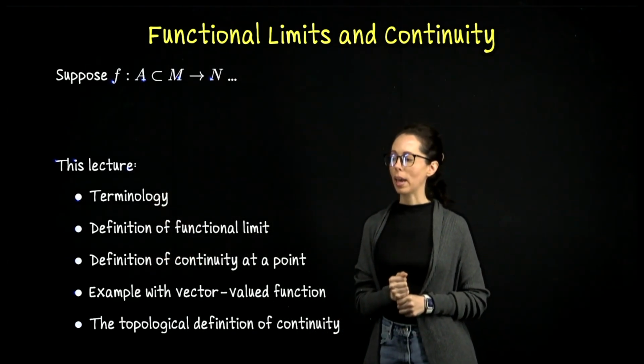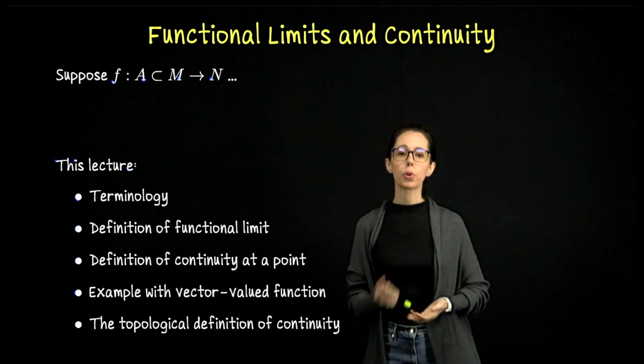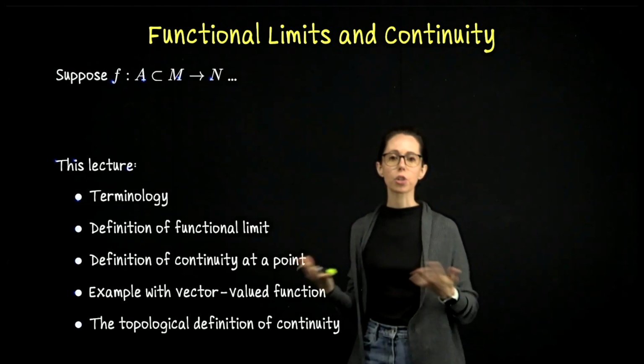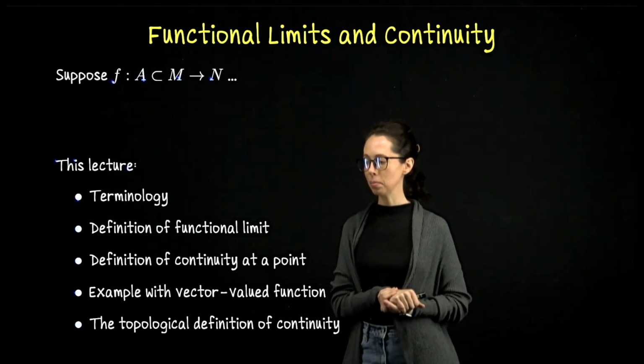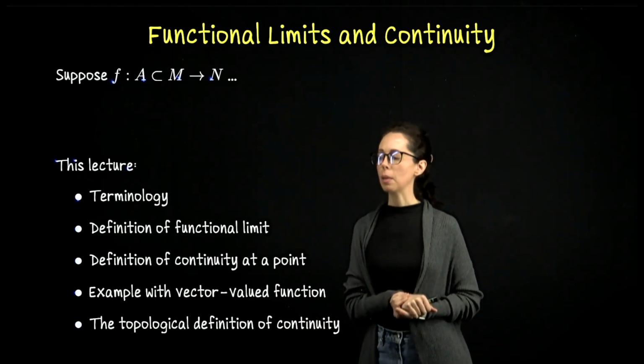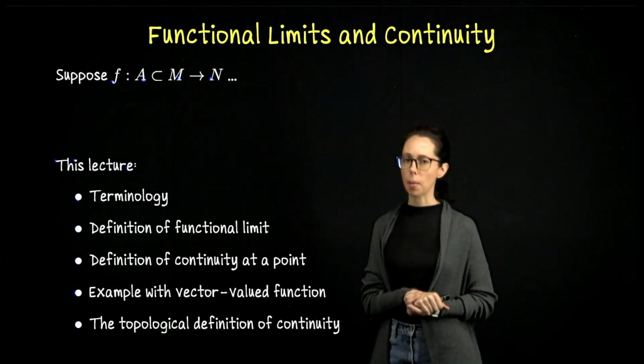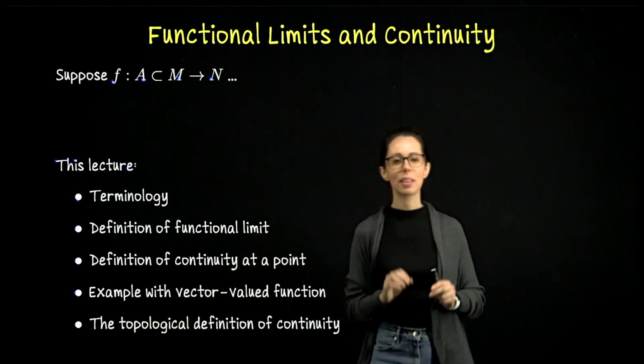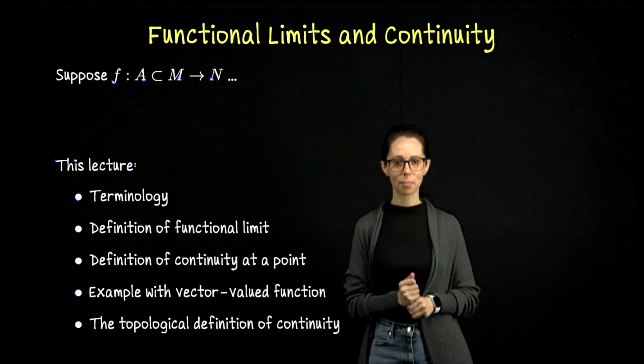Then we will do an example of proving that a vector-valued function of two variables, so a function just from R2 to R2, is continuous on its domain. And we will wrap up with a brief look at something called the topological definition of continuity, which we will revisit when we discuss the four characterizations of continuity.